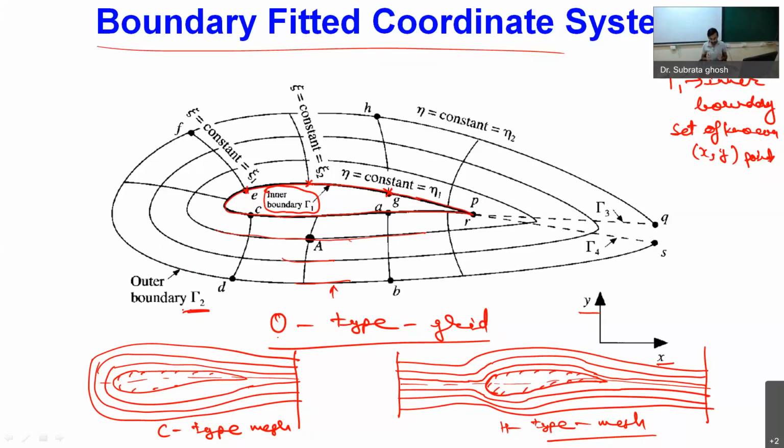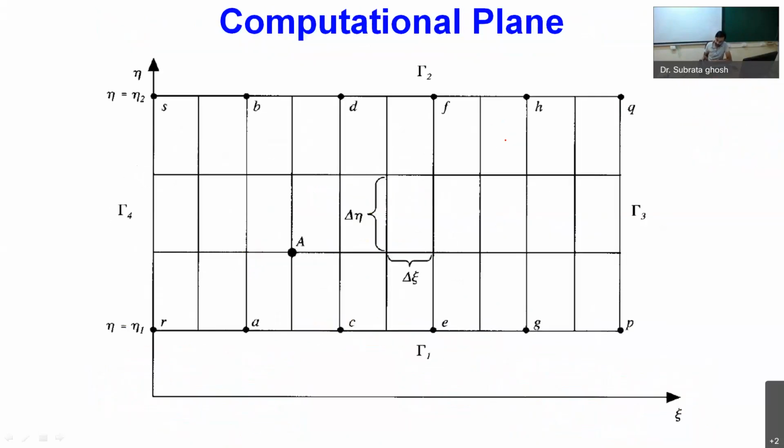Now, these lines will be representing different constant zeta conditions, and these particular circular lines will be representing different constant eta conditions. For example, for the inner boundary, I have considered eta constant, something like eta 1, and for this outer boundary, I have another eta value, eta 2. Now, if I transform this grid into the computational domain, it will look something like this.